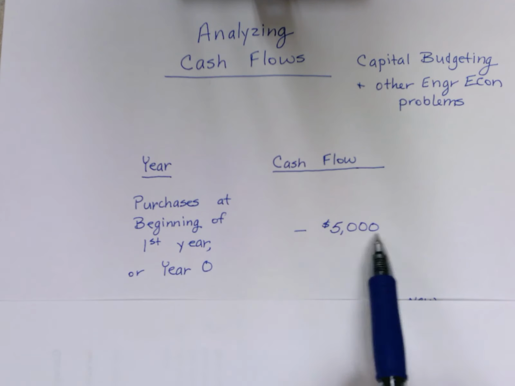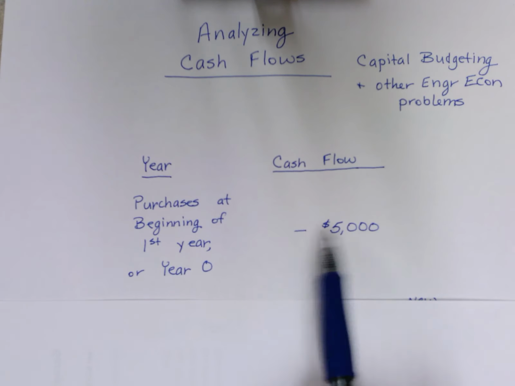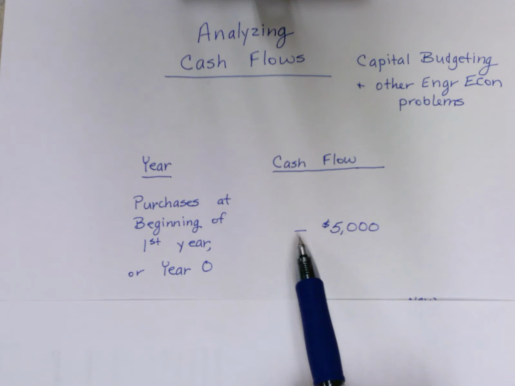The cash is going out because we're buying a new machine. The proposal is to buy a new capital asset, a machine of some kind. So the cash is going out, so we indicate that by a negative sign.